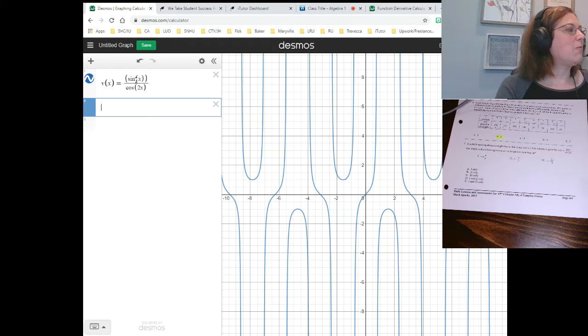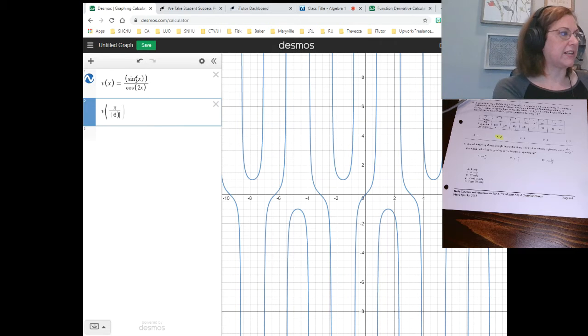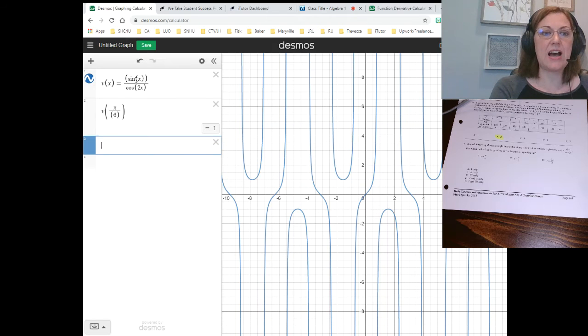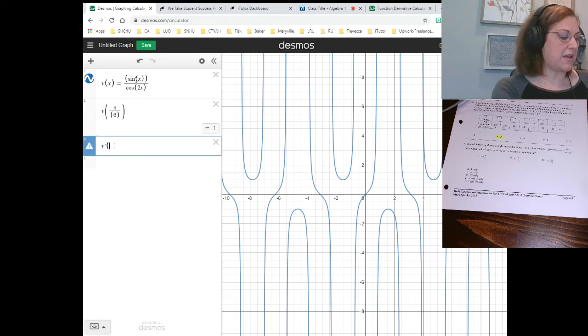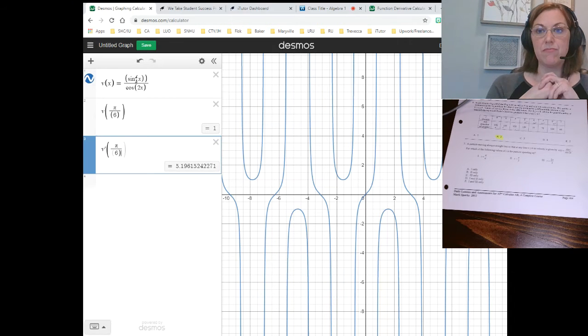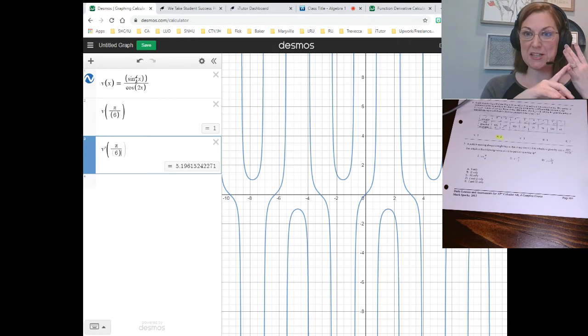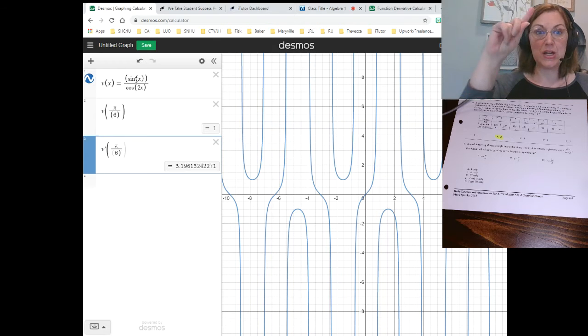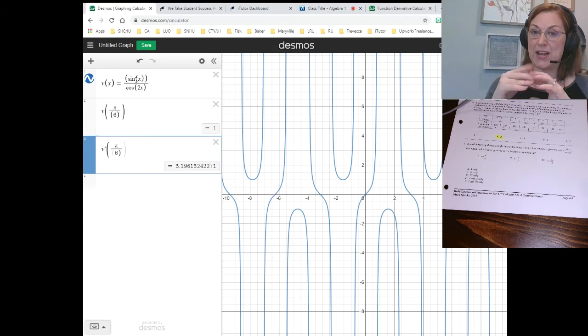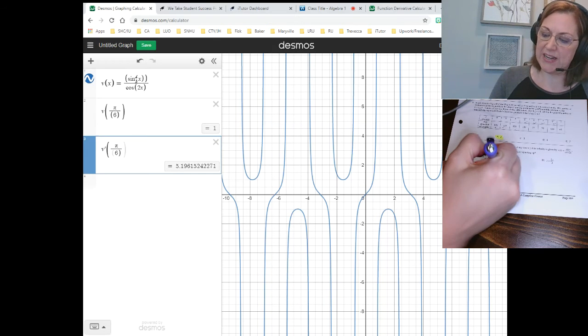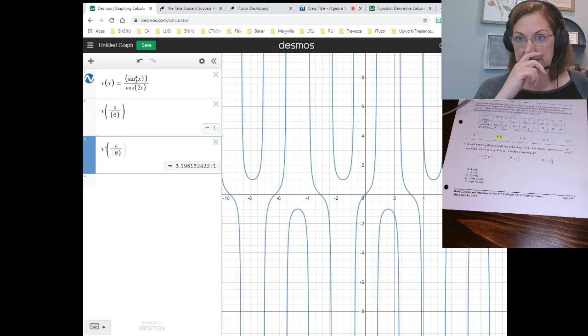And then let's find the value of v of pi over 6. Okay. Then I want v prime of pi over 6. Why did I want that? V prime gives me the acceleration. So now I'm deciding, do the velocity and the acceleration have the same sign? Yes. That means we are speeding up at pi over 6.